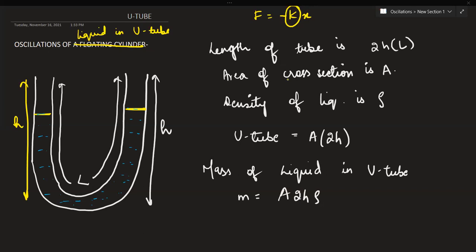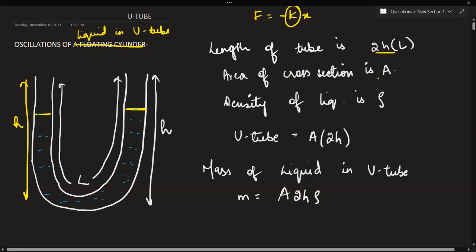See, if the length is 2h, the area is A, and the density of the water or whatever liquid is filled in the U-tube is rho, then the volume of this U-tube will be what? Area multiplied by the length, A into 2h.